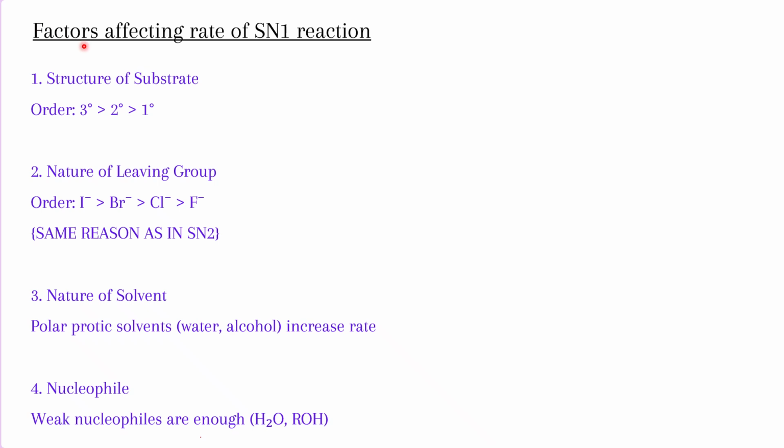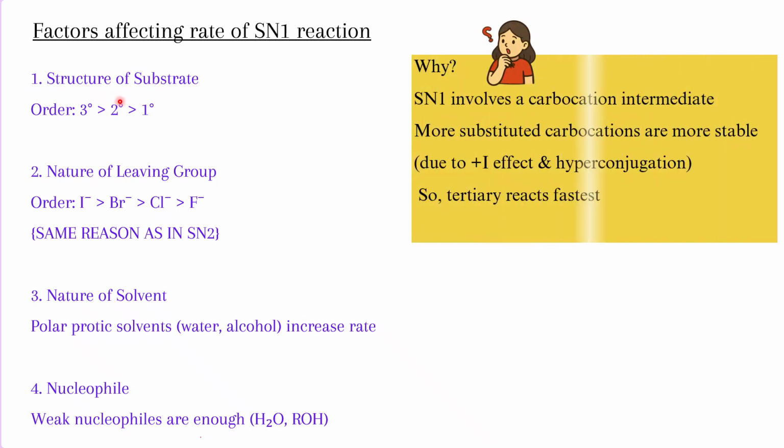Now let us understand the factors that affect the rate of reaction in case of SN1 reaction. The first factor is the structure or the nature of the substrate. So we know that in case of SN1 reaction, tertiary carbocations or the tertiary alkyl halides can easily undergo SN1 reactions. Why? Because they involve formation of an intermediate.